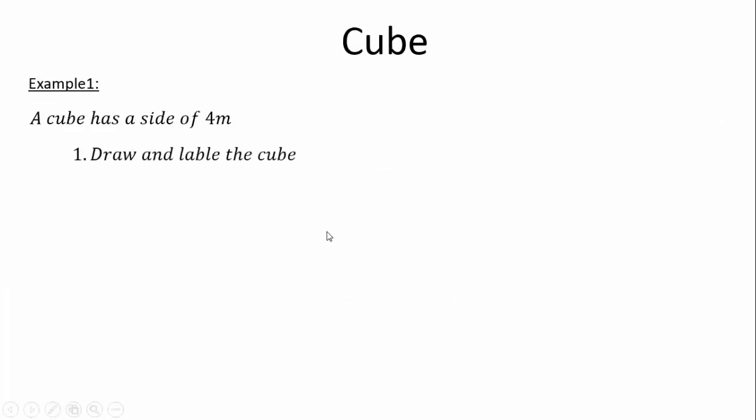Let's have a look at some examples. A cube has a side of 4 meters. Draw and label the cube. Okay, all we need to know is that it's a cube. They all are equal. So we draw our cube. We put these fancy edges here so you can see that it is 3D. And it has 4 meters there, 4 meters there, and 4 meters depth. And that makes it a cube.